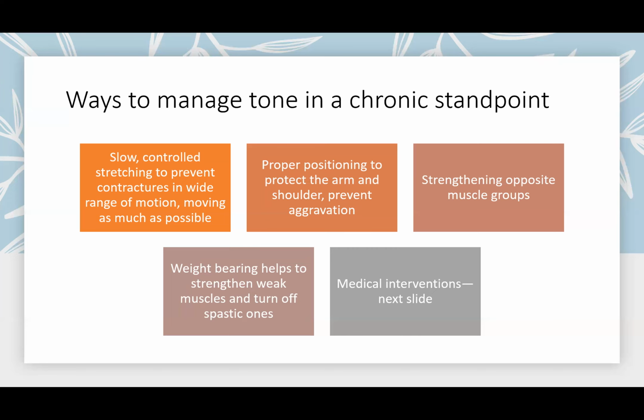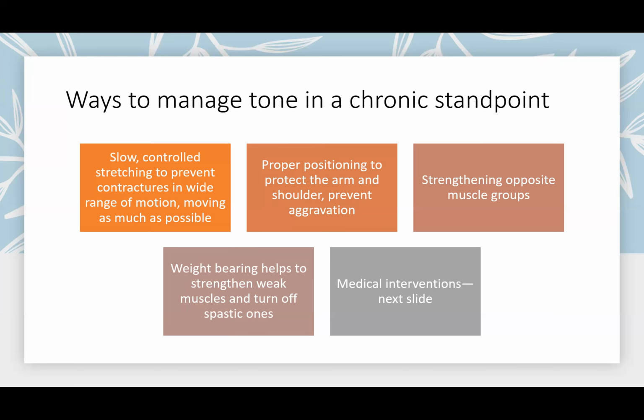One way you can do that is through weight bearing. Weight bearing helps to strengthen weak muscles and turn off spastic ones. And it's also super great for joint integrity, bone density, and proprioceptive feedback to your brain. So, what that essentially means is that when you're performing weight bearing, your body is giving way more input to your brain about what it's feeling, where it's at, what's going on. And that just gives your brain another chance to connect with your body.